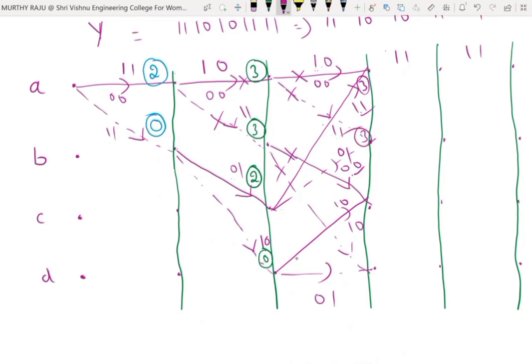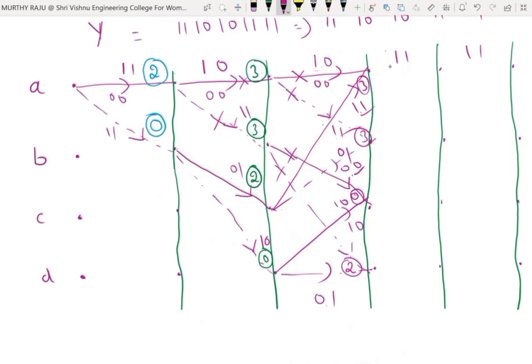Next, D to C 1 0, here 1 0. The Hamming distance is 0. 0 plus 0 is 0. Here 1 0 0 1. 2 changes are there. 0 plus 2 is 2.